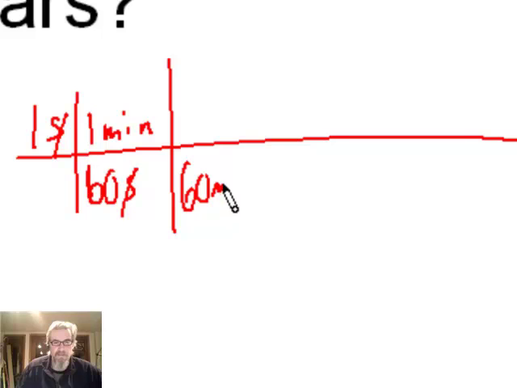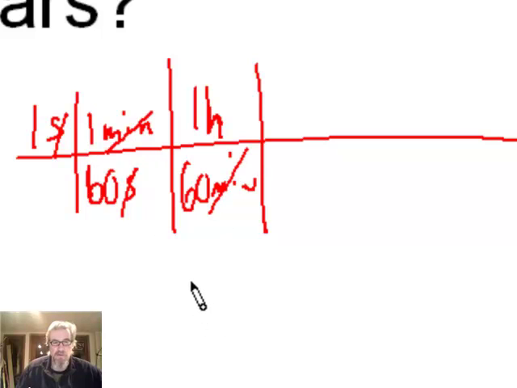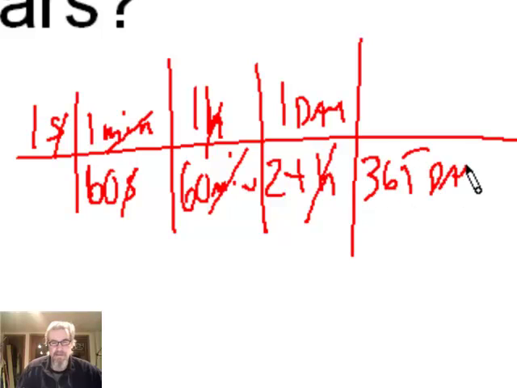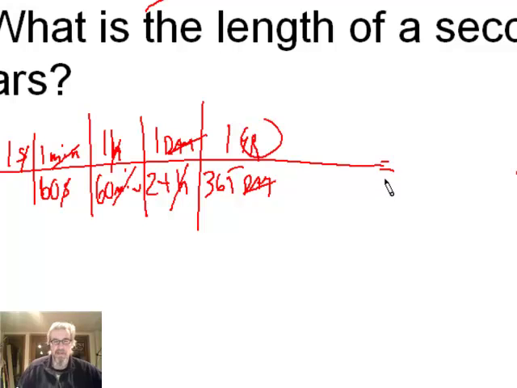I also know there are 60 minutes in 1 hour. So multiplying by this factor changes me to hours. I know there are 24 hours in 1 day. So that changes me to days by multiplying by that factor. And I know that there are 365 days in a year. It's actually 365 and a fourth, but we'll round. So days now cancel. So I have the unit that I need, years. Now I just need to do my calculation.